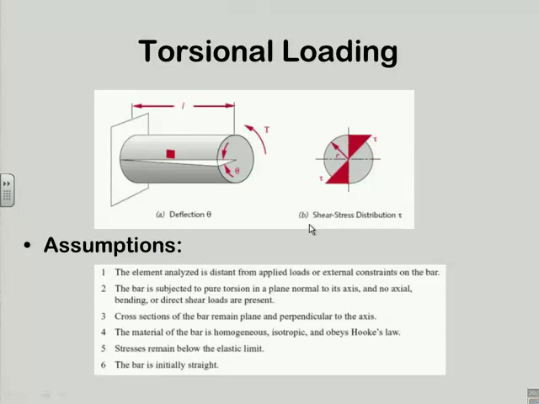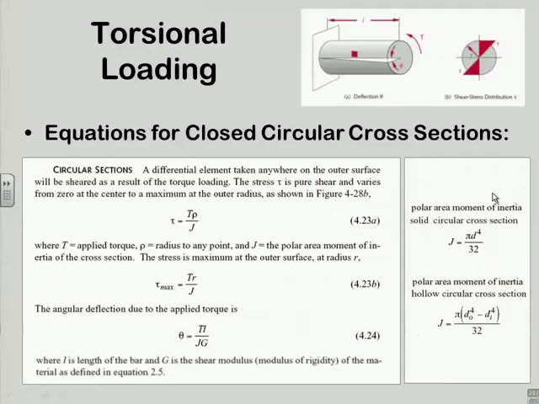It's being loaded normal to its axis, and I don't have axial bending or direct shear loads present, so it's pure torsion. Cross sections of the bar remain plane and perpendicular, like my Necco wafers. Material is homogeneous, isotropic, and obeys Hooke's law. We're always assuming that in all cases. Stresses remain below the elastic limit, because then I've gone off the straight part of Hooke's curve, right, from your side, and I'm going into nonlinear land, and all bets are off at that point. Bar is initially straight.